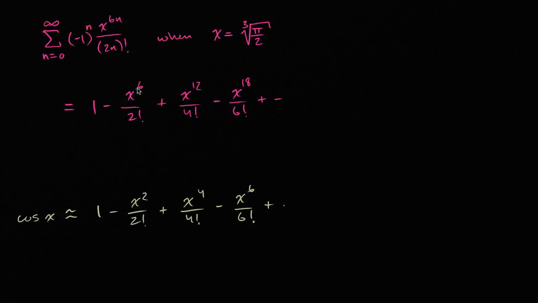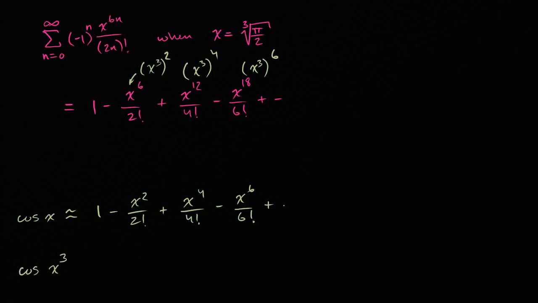Well, this x to the 6th is the same thing as x to the 3rd squared. This x to the 12th is the same thing as x to the 3rd to the 4th power. And this is the same thing as x to the 3rd to the 6th power. So if we could replace each of these x's with x to the 3rds, we will get this power series up here. Well, how do we do that? Well, we would just say it's the cosine of x to the 3rd.